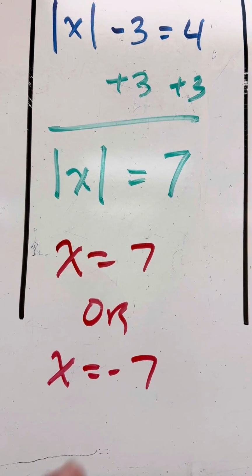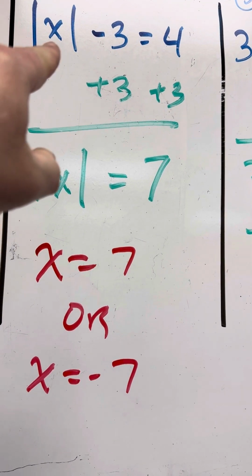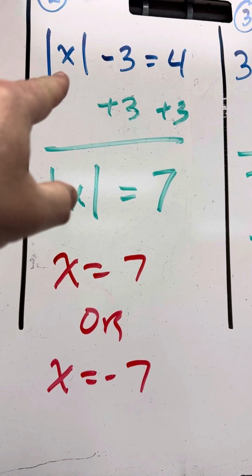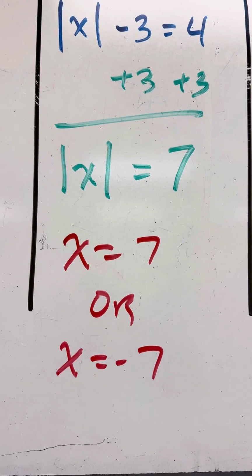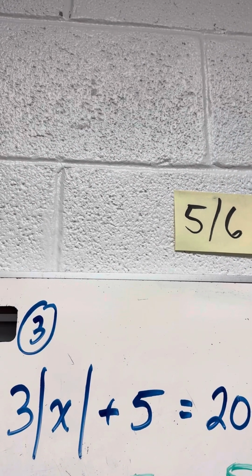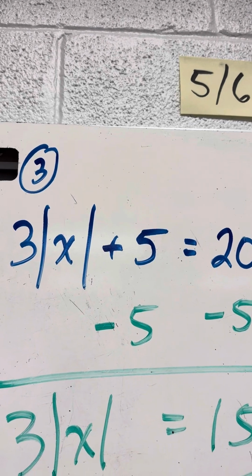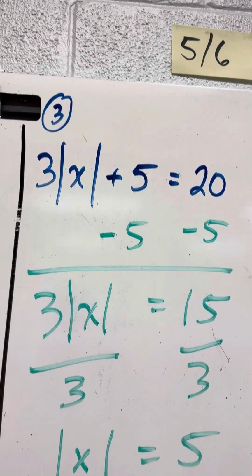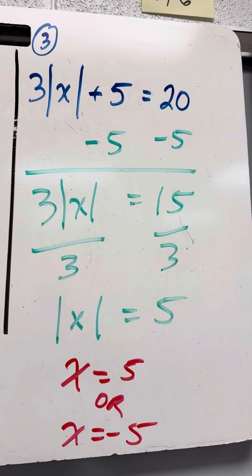And if you think about it, if I put 7 in for x, 7, absolute value is 7 minus 3 equals 4. Negative 7, absolute value is positive 7 minus 3 equals 4. Same thing here. I'm going to minus 5 from both sides. I get 3 times absolute value of x equals 15. I divide by 3. Absolute value of x equals 5. So x equals 5 or negative 5.